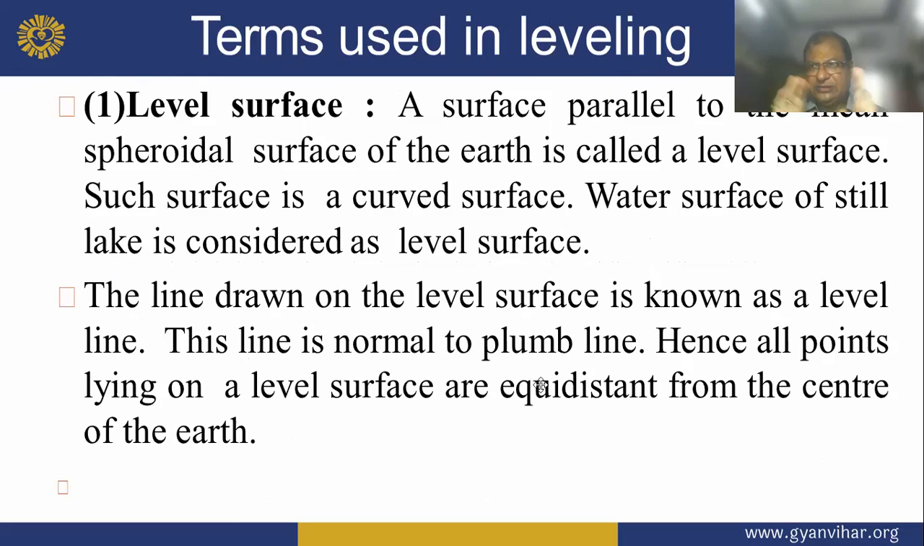Now, what is the level surface? We will discuss. A surface parallel to the mean spherical surface of the earth is called level surface, and such surface is a curved surface. Water surface of still lake is considered as a level surface. So the line drawn on the level surface is known as a level line, and this line is normal to plumb line, hence all points lying on the level surface are equidistant from the center of the earth.